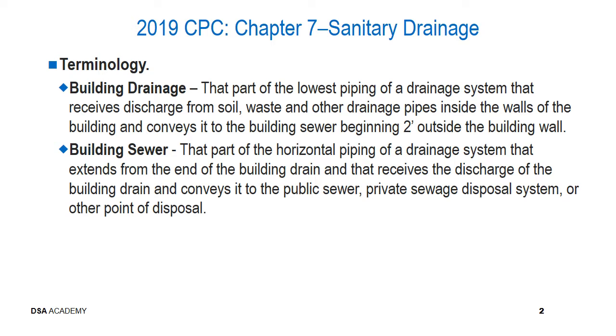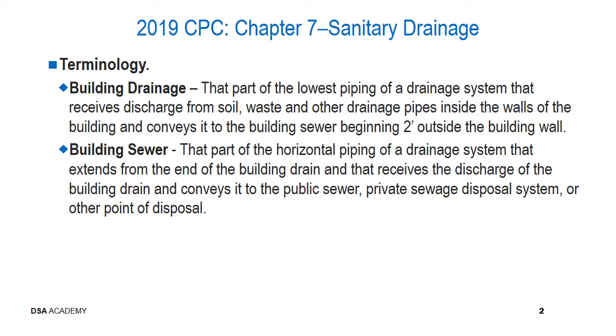The building drainage is defined as that part of the lowest piping of a drainage system that receives discharge from soil, waste, or other drainage pipes inside the walls of the building and conveys it to the building sewer beginning approximately 2 feet outside of the building wall. So building drainage is the drainage system inside of a building.